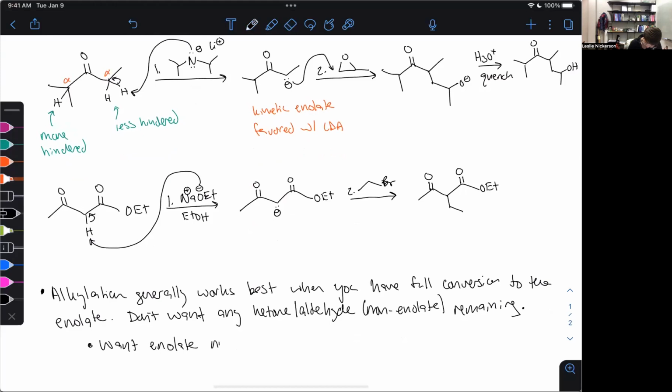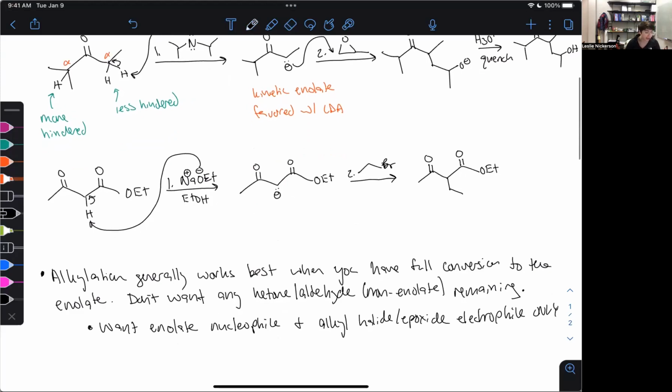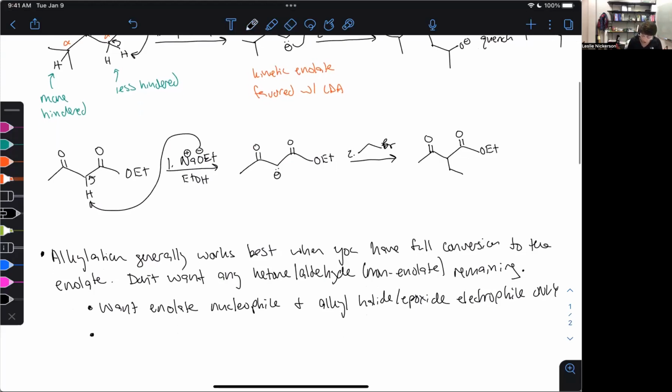So we want our enolate nucleophile, an alkyl halide / epoxide, electrophile only. Okay, so the best way to go about that is just make sure that you've got a large pKa difference between your starting whatever alpha proton you're using and your conjugate acid.